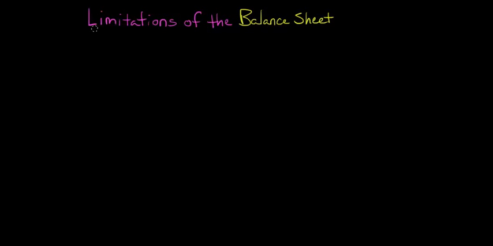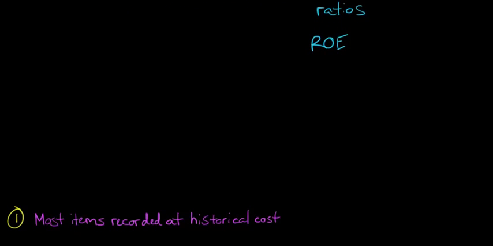So as we talked about in the last video, the balance sheet is a great tool for computing things like ratios to look at a firm's liquidity, its rates of return, things like ROE, ROA. It's a really great tool, but it has some limitations, and that's something we're going to talk about in this video. The first limitation, and probably the most glaring, is that most of the items that are on a balance sheet are recorded at historical cost.